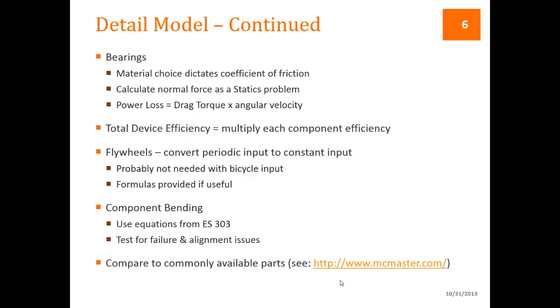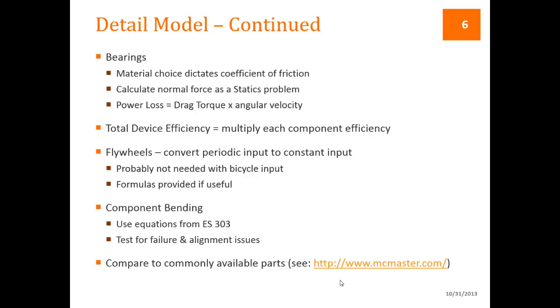Your total device efficiency, which is an important number to know for your design, is found by multiplying the efficiency of each component in your design. So as you go through all your various gears and your chain drive and all of these other things, you multiply all those together, and that'll give you your device efficiency.